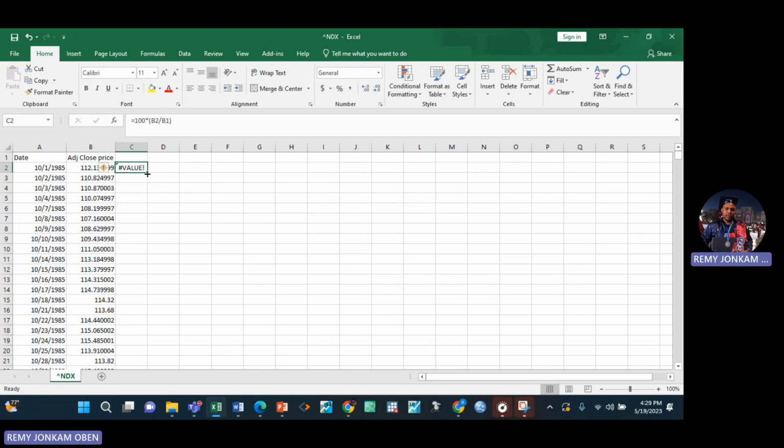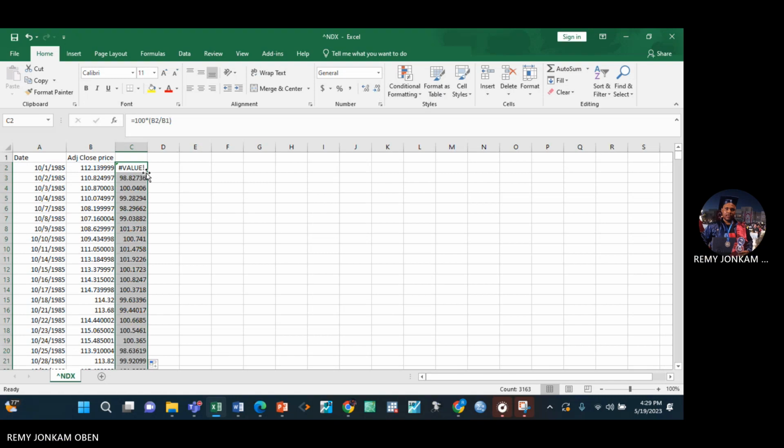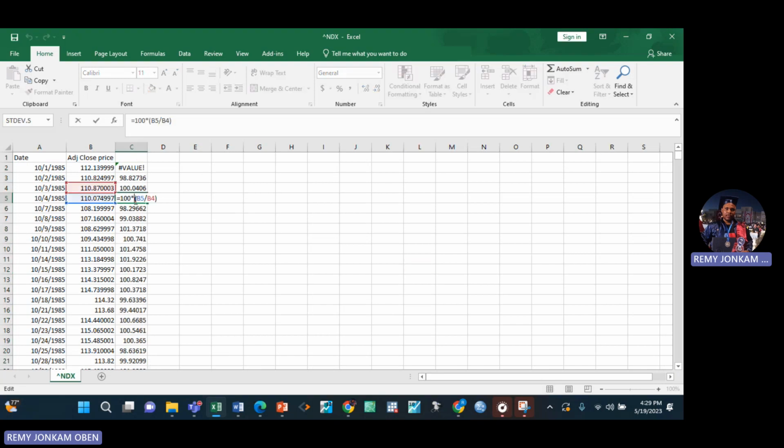So what I can do is put my cursor here and just double click, and I will have the returns for all observations. If you check here, you see the formula: 100 times current price divided by previous price. If you check this one, for instance, you see 100 times the blue current price divided by the red previous price. So this is the return series.